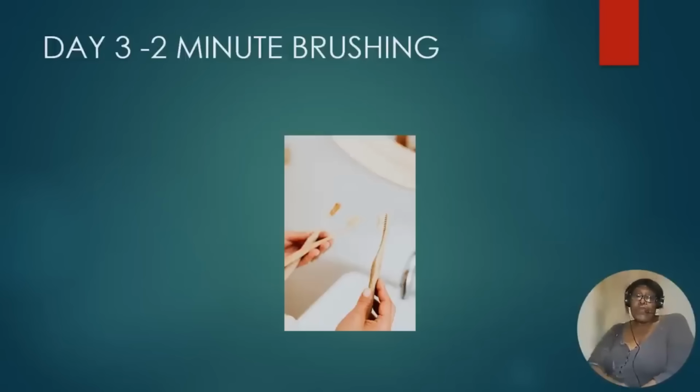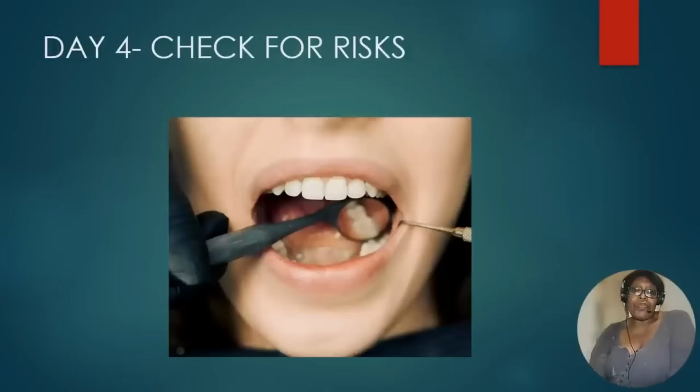Two-minute brushing. You need to brush for 2 minutes. I prefer manual. I've got my manual toothbrush here. So you hold the toothbrush at an angle of 45 degrees like this. Do the roll technique. And then brush all the surfaces and brush your tongue for 2 minutes.